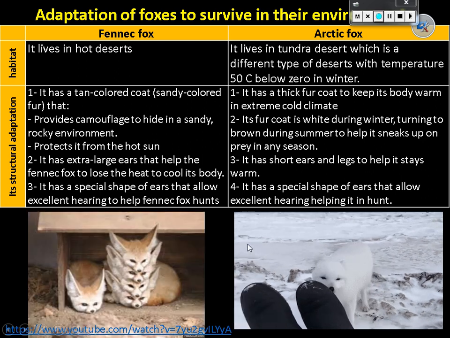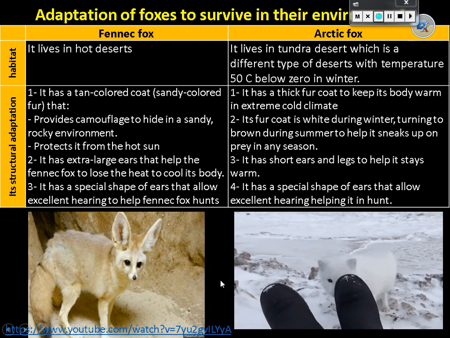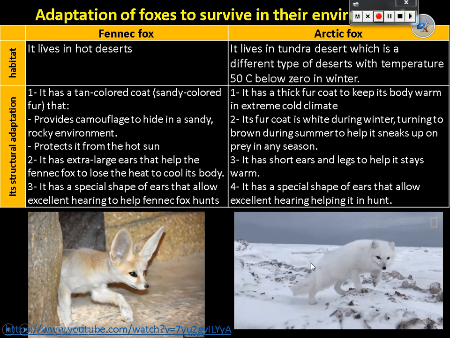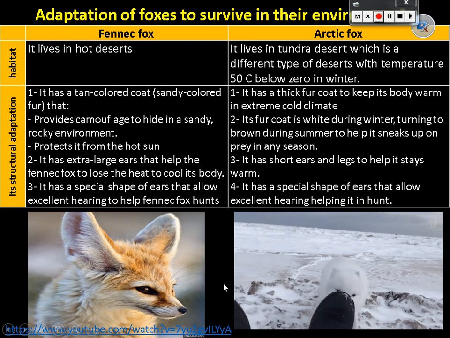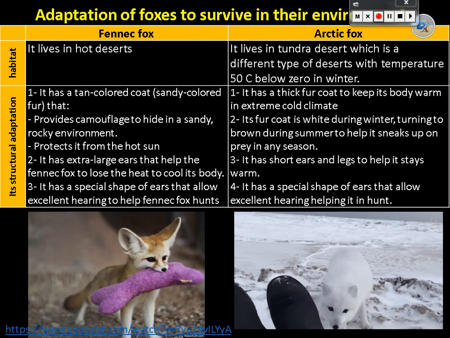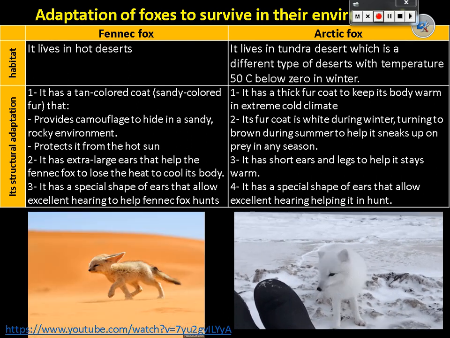Number one, the white thick fur. This white fur lets the animal blend with the white snow around it, so it can hide from enemies and from its prey.